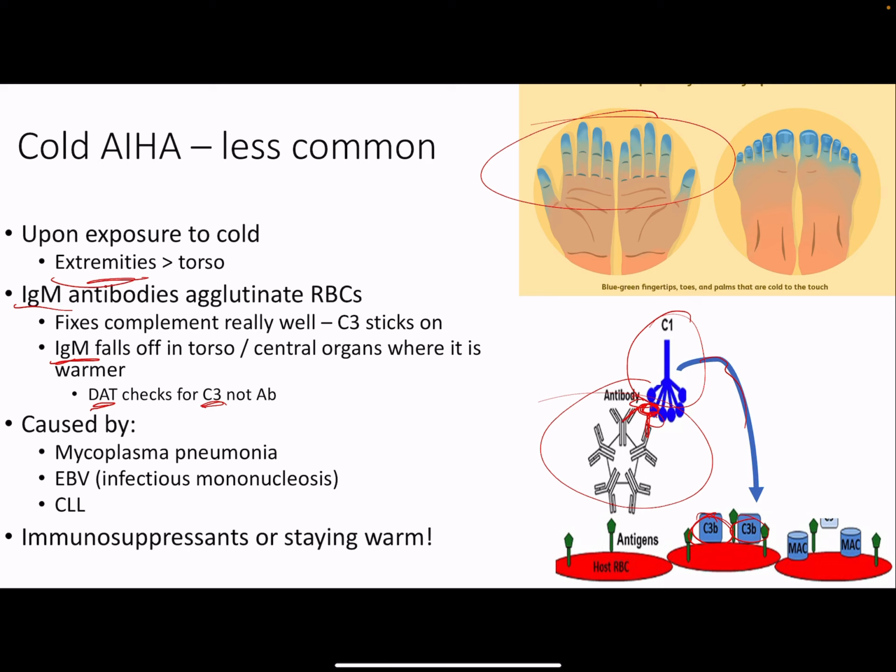What causes cold autoimmune hemolytic anemia? Mycoplasma pneumonia, infectious mononucleosis, also known as the Epstein-Barr virus, and then chronic lymphocytic leukemia. The cure for this, just immunosuppressants or just stay warm, really. Probably staying warm is a little bit easier because, again, it's going to be in the peripheries and the extremities where it's cold that is going to precipitate this autoimmune reaction.